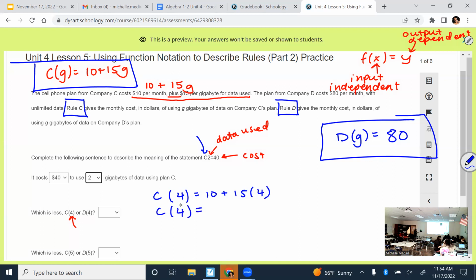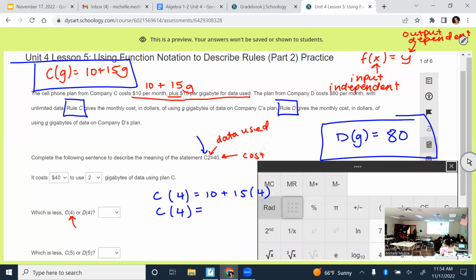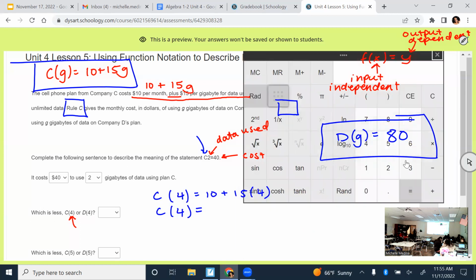Do I do anything to the left side at all? No, that's just function notation. On the right side, use your calculator, either know your order of operations or put it all in the calculator at once. Do I add or multiply first? Good, so 15 times 4. Sorry, 60 plus 10 is what? 70. So now figure it out for company D.